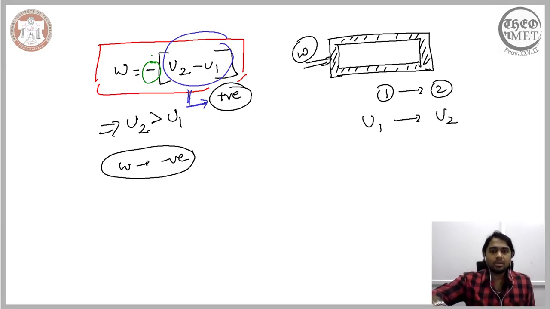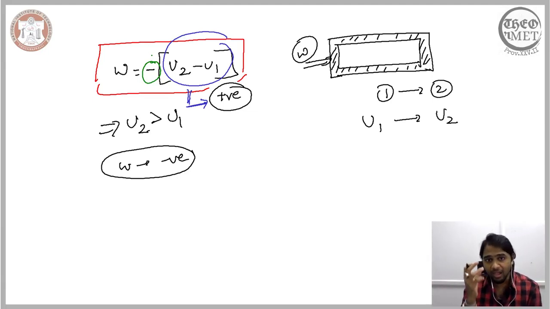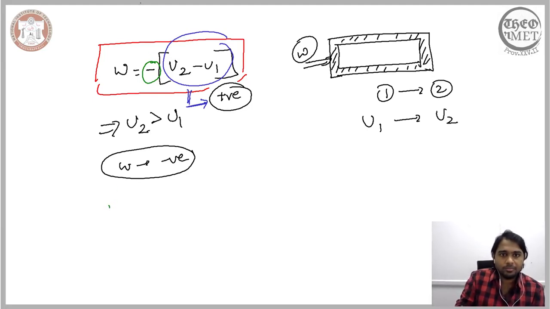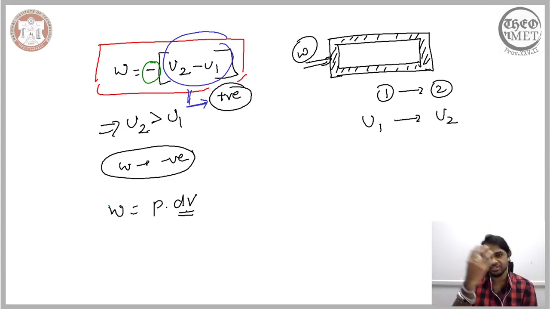Now, before proceeding further, before introducing how this internal energy brings about the change in the temperature and all those things, let us spend some time understanding another aspect of the work. Here, the canonical description of the work, we saw it to be P dV, where dV is nothing but the change in the volume of the system.